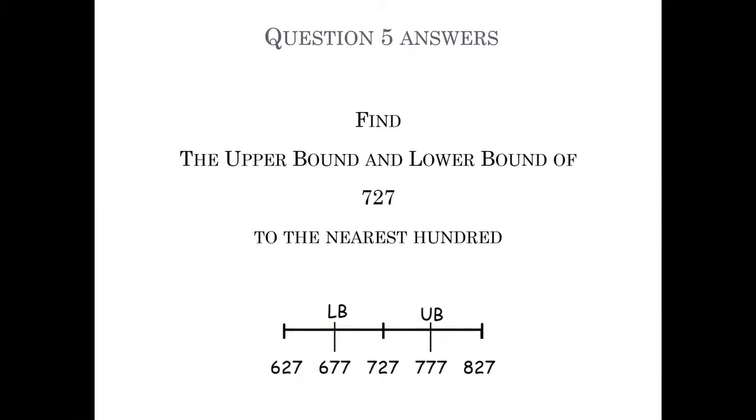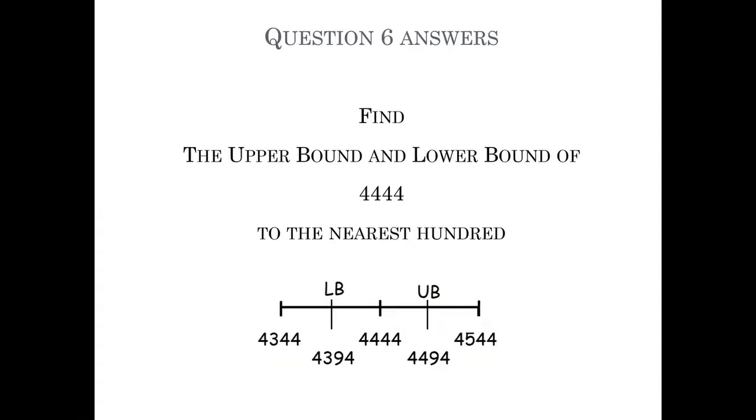Question 5. Find the upper bound and lower bound of 727 to the nearest 100. The lower bound is 677 and the upper bound is 777. Question 6. Find the upper bound and lower bound of 4,444 to the nearest 100. The lower bound is 4,394 and the upper bound is 4,494.